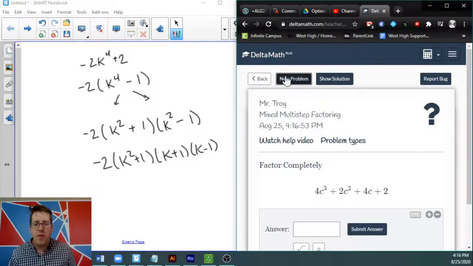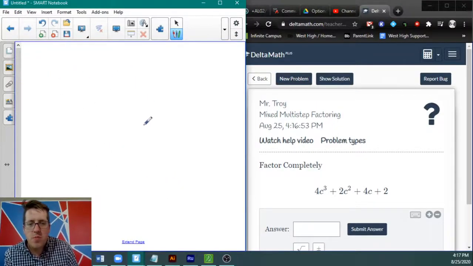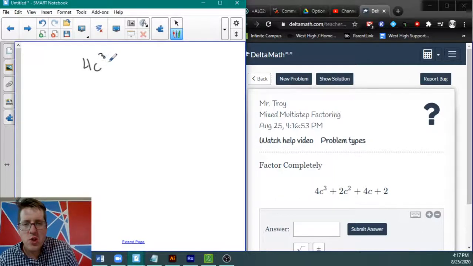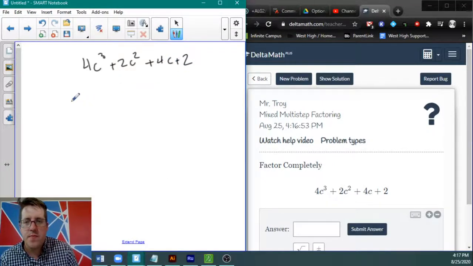Okay, next problem. Yes, this is totally in our wheelhouse. So, I have 4 terms. But first, I have a greatest common factor. Everything is divisible by 2. So I'm going to start out by pulling out the 2. So 2 times 2c cubed plus c squared plus 2c plus 1.